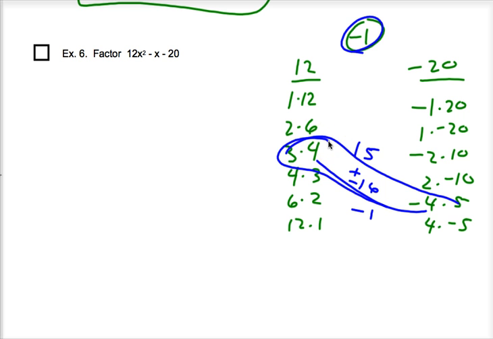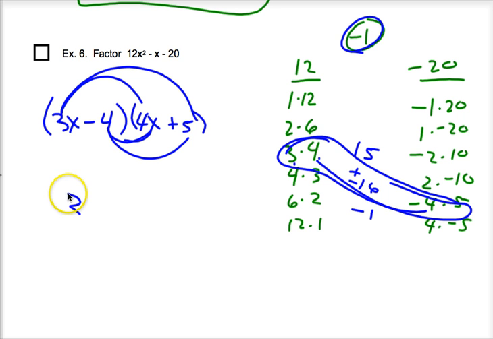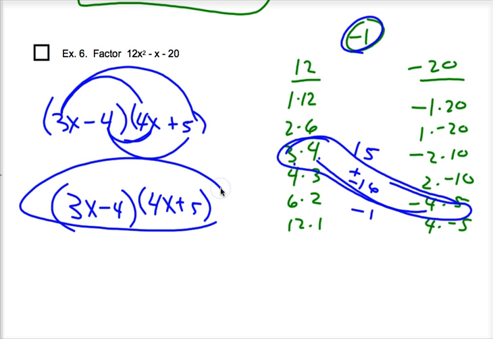So here are my numbers. 3 and 4 are my x's, so it's 3x and 4x. That way I get 12x squared when I multiply them. 3x and 4x. And then negative 4 and 5 are my numbers. I just put them in order. Minus 4 plus 5. That way I get negative 20 at the end. But I also get 15x minus 16x is negative 1x. So 3x minus 4 and 4x plus 5 are my factors.